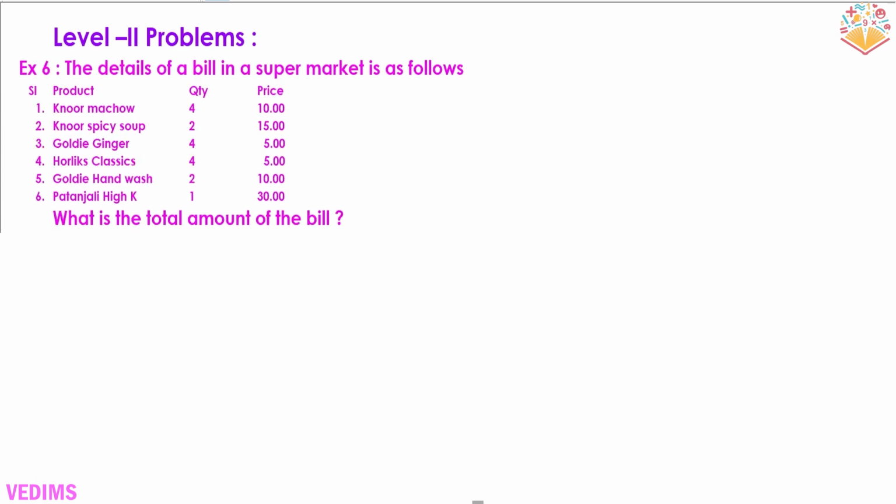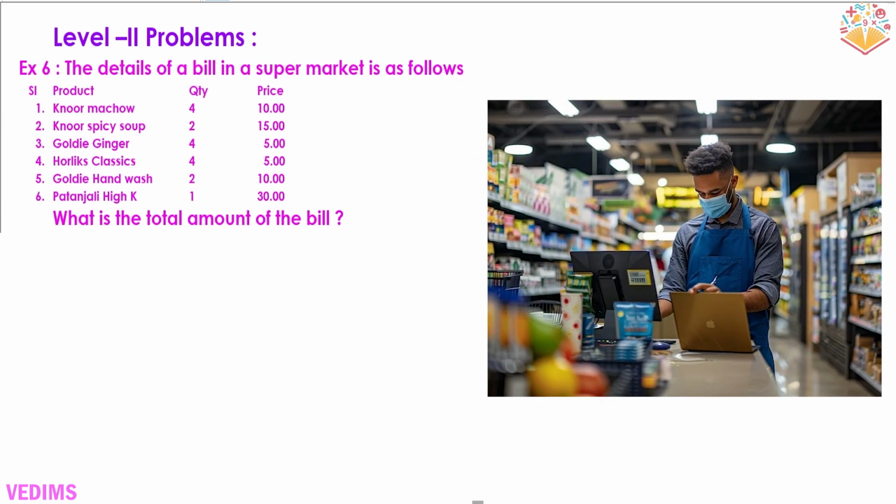The details of a bill in a supermarket are as follows. Noor Machow, 4 quantity, 10 rupees each. Noor spicy soup, 2 quantity, 15 rupees each. Goldie ginger, 4 quantity, 5 rupees each. Horlicks Classics, 4 quantity, 5 rupees each. Goldie hand wash, 2 quantity, 10 rupees each. Patanjali Haike, one quantity, 30. What is the total amount of the bill?